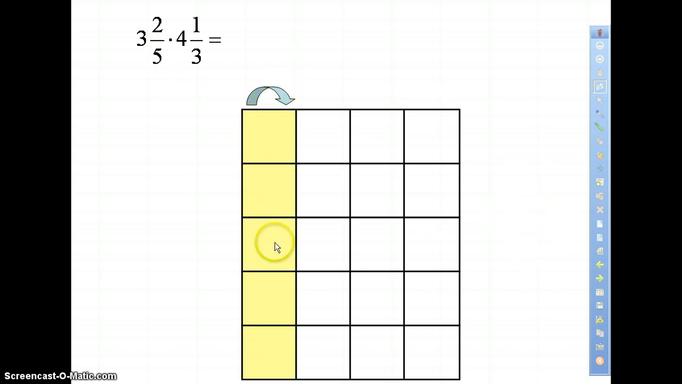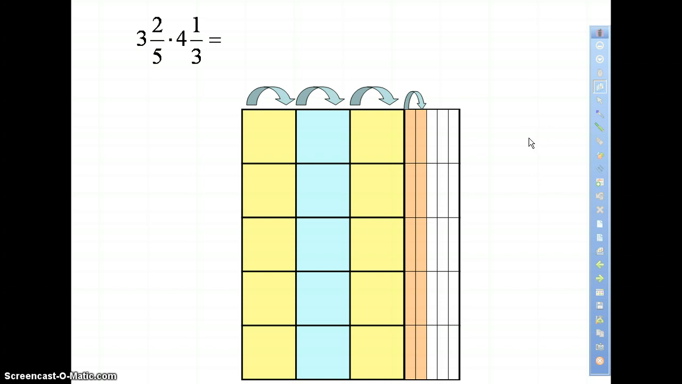So let's call this whole bar right here, the whole yellow bar, 1 bar, 1 whole. The blue bar is 2 wholes. Now I've got 3 wholes. See this 4th whole right here? I need to bust it up into 5 equal pieces because I only want 2 of those. So if I bust it up into 5 equal pieces and only shade 2 of those pieces, now I've got 1/5 here and 2/5 here. So what I've got shaded in right now vertically represents 3 2/5.